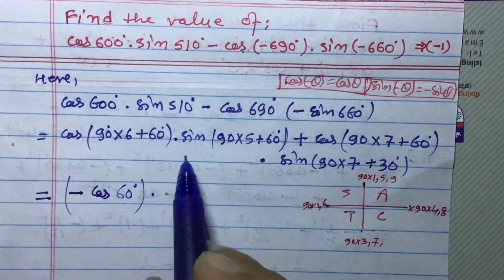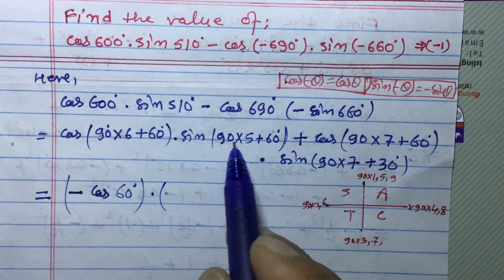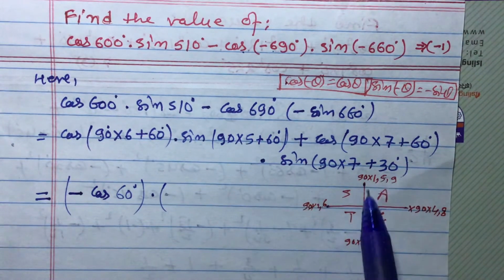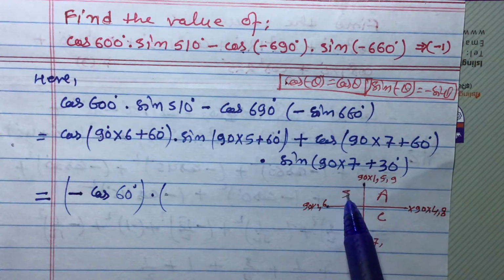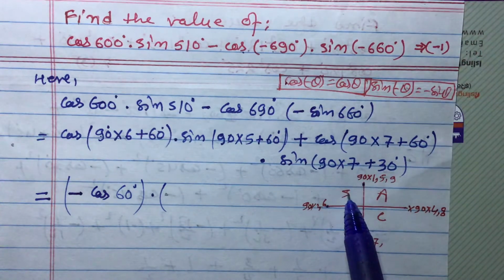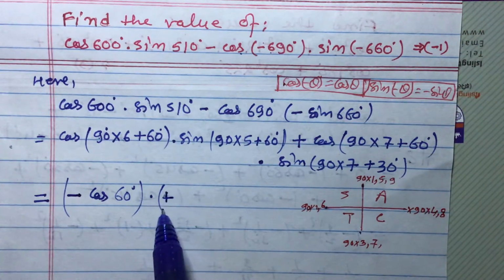Times, now this one. Now, again, see, sine 90 times 5. So 90 times 5: 1, 2, 3, 4, 5 here. And then plus 60 means here in the second quadrant. In the second quadrant, sine is positive, so this value will come plus. No need to write minus here, plus.